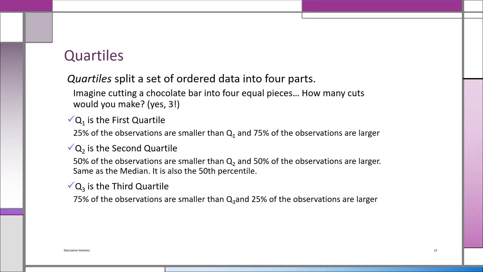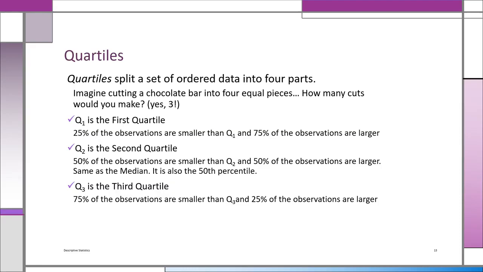Okay, Q1 is the first quartile. What's true of the first quartile? It's actually the 25th percentile. 25% of the observations are smaller than Q1, 75% are larger. That's why another way to see Q1, the first quartile, is as the 25th percentile.